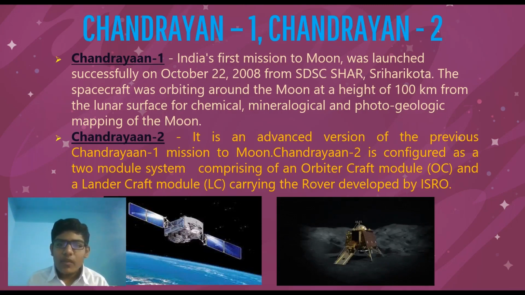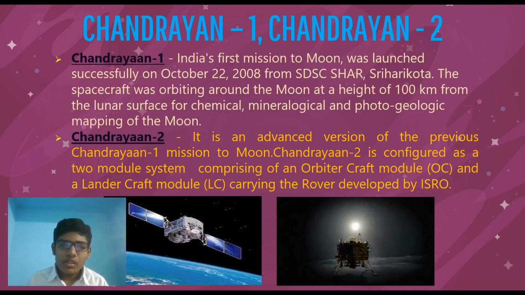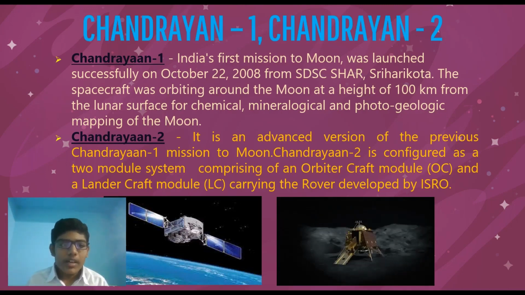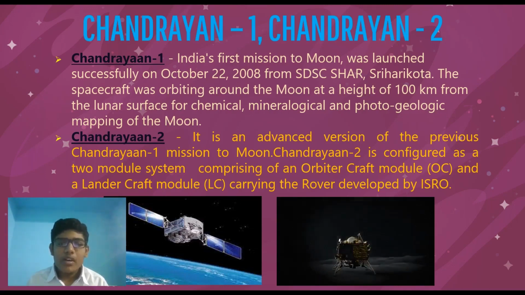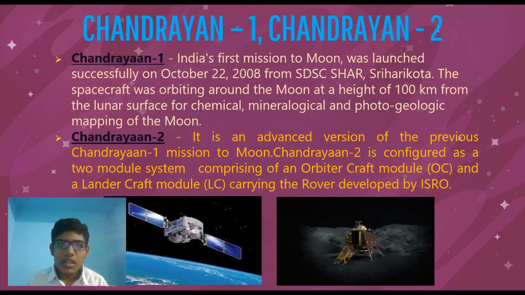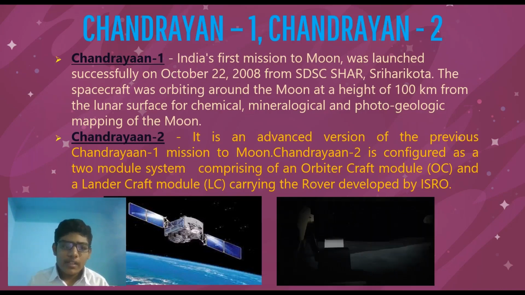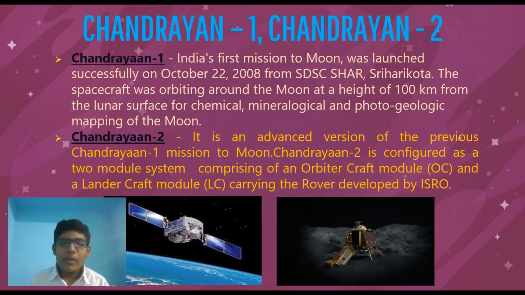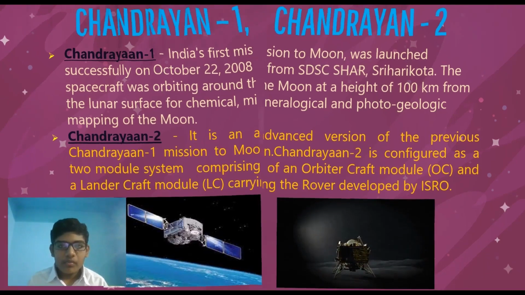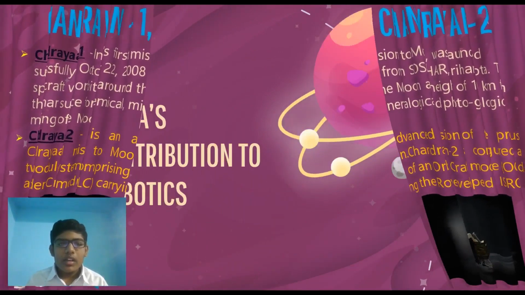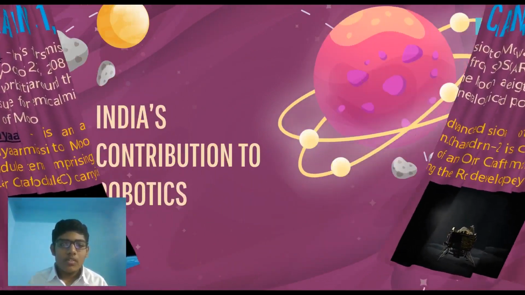Chandrayaan-2. It is an advanced version of the previous Chandrayaan-1 mission to the moon. Chandrayaan-2 is configured as a two-module system comprising an orbiter craft module (OC) and a lander craft module (LC) carrying the rover developed by ISRO. So, now let's go to India's contribution to robotics.